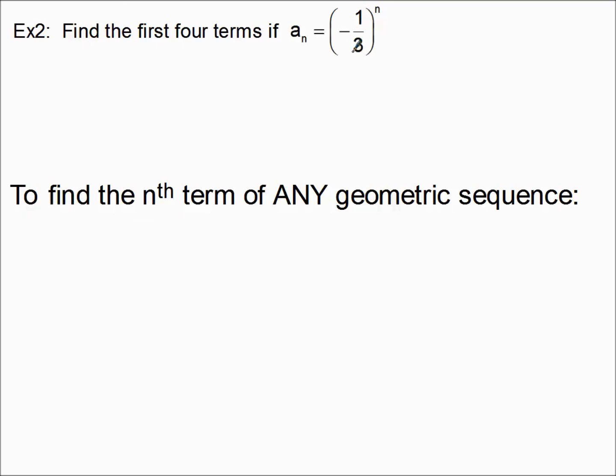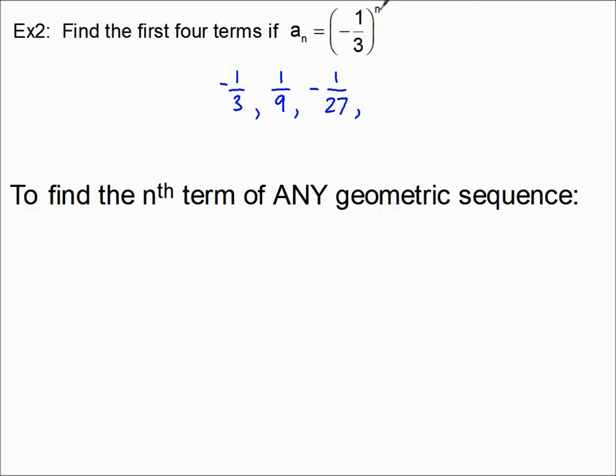So let's find our first 4 terms. I'm just going to be plugging in a 1, 2, 3, and a 4. If I plug in a 1, I get negative 1/3 to the first, which is negative 1/3, comma. When I plug in a 2, squaring a negative becomes positive, and I get 1/9. And then when I go back to plugging in a 3, since that's odd, I'm going to be back to a negative, and that would be negative 1/27.